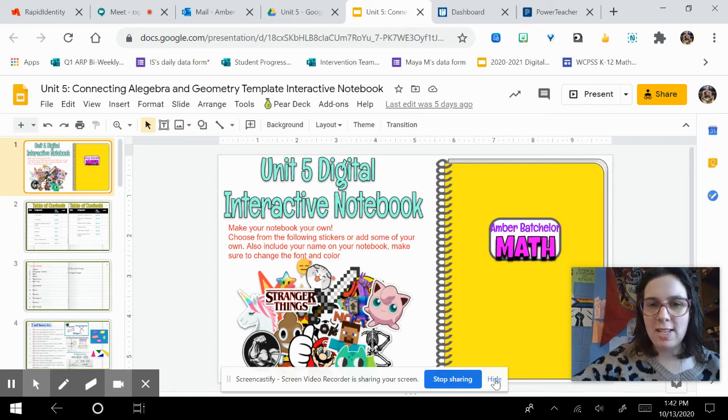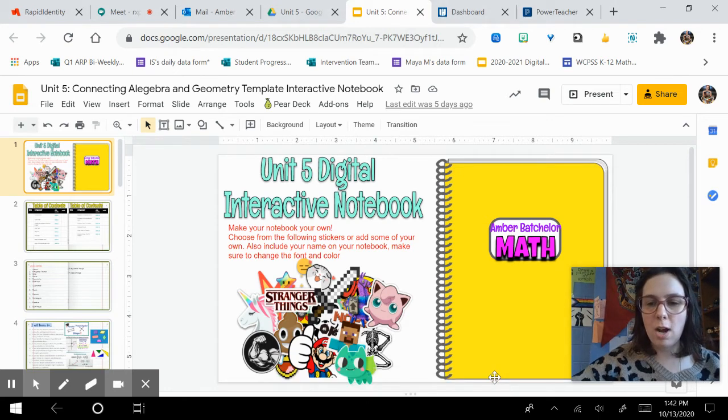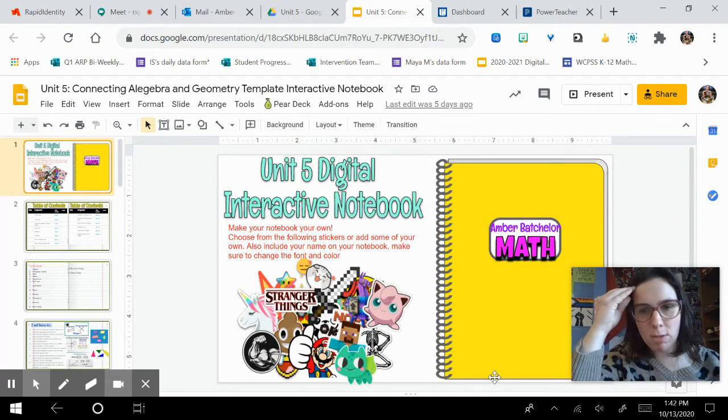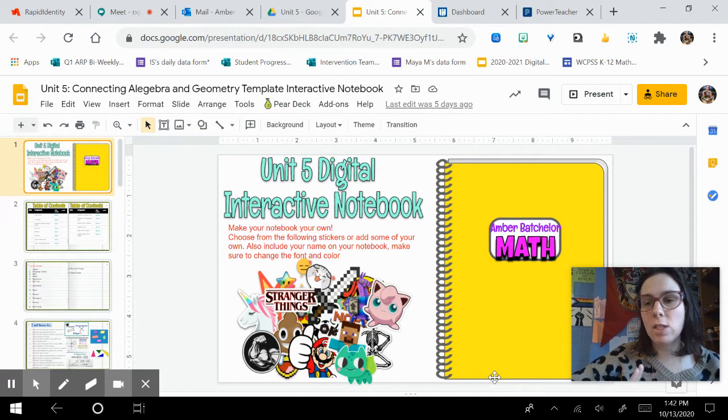Everybody. So this is the Unit 5 Digital Interactive Notebook on connecting algebra with geometry. And this unit is pretty much about being able to find the slope of parallel and perpendicular lines, distance formula, midpoint formula, and then proving quadrilaterals and triangles are their shapes using parallel and perpendicular lines.